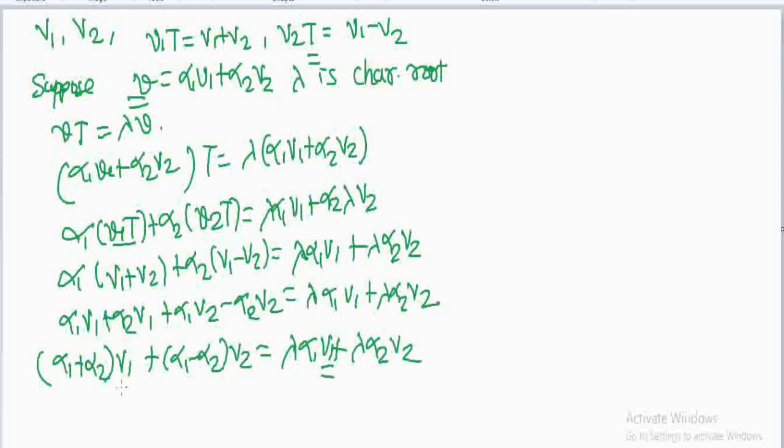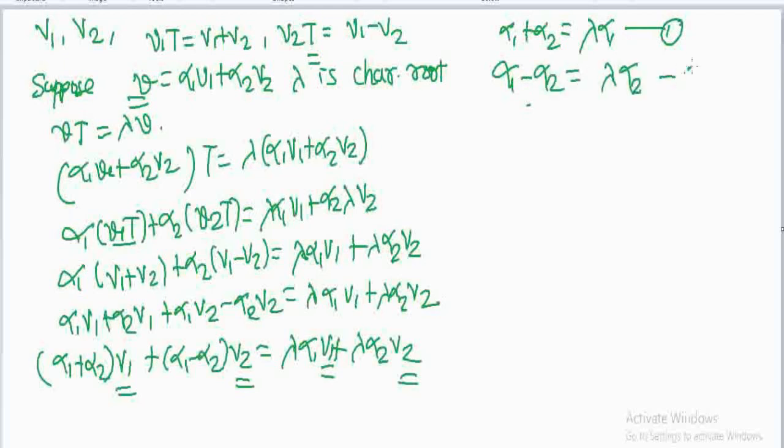Now equating the coefficients of v1 and v2 on both sides, we get two expressions. First, alpha 1 plus alpha 2 equal to lambda into alpha 1, equation number 1, and alpha 1 minus alpha 2 equal to lambda into alpha 2, equation number 2.